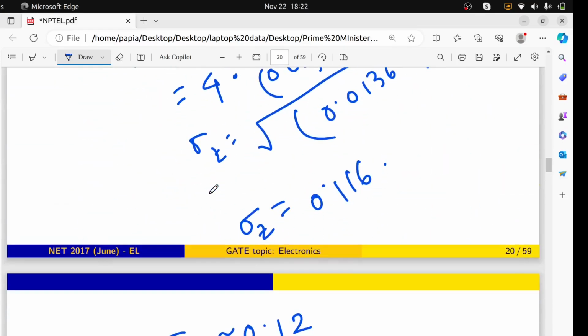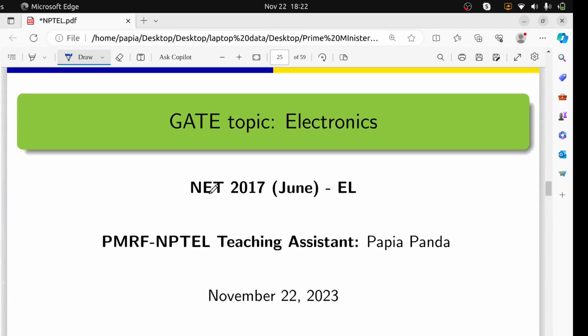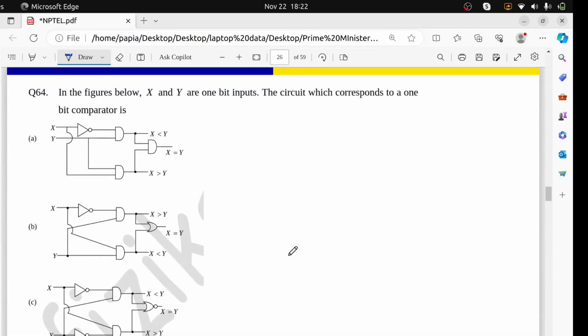Okay, so now going to the next question. I have taken it from the CSIR NET June 2017 question paper. This is question number 64. This is a little bit different, as it is totally on electronics, the digital case. In the figures below, X and Y are 1-bit inputs. Which circuit corresponds to a 1-bit comparator?